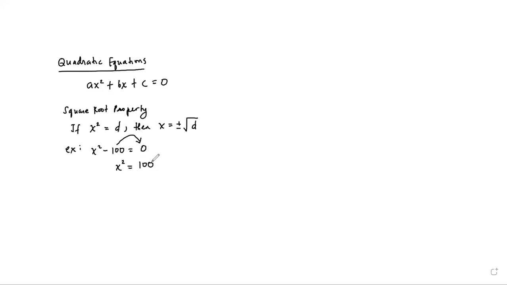So this positive 100 here is our b in the following statement. And using this statement, we can conclude here that x is equal to positive negative square root of 100, and the square root of 100 is equal to 10. So there are two values of x that will satisfy x squared minus 100 equals 0, and these are positive 10 and negative 10.